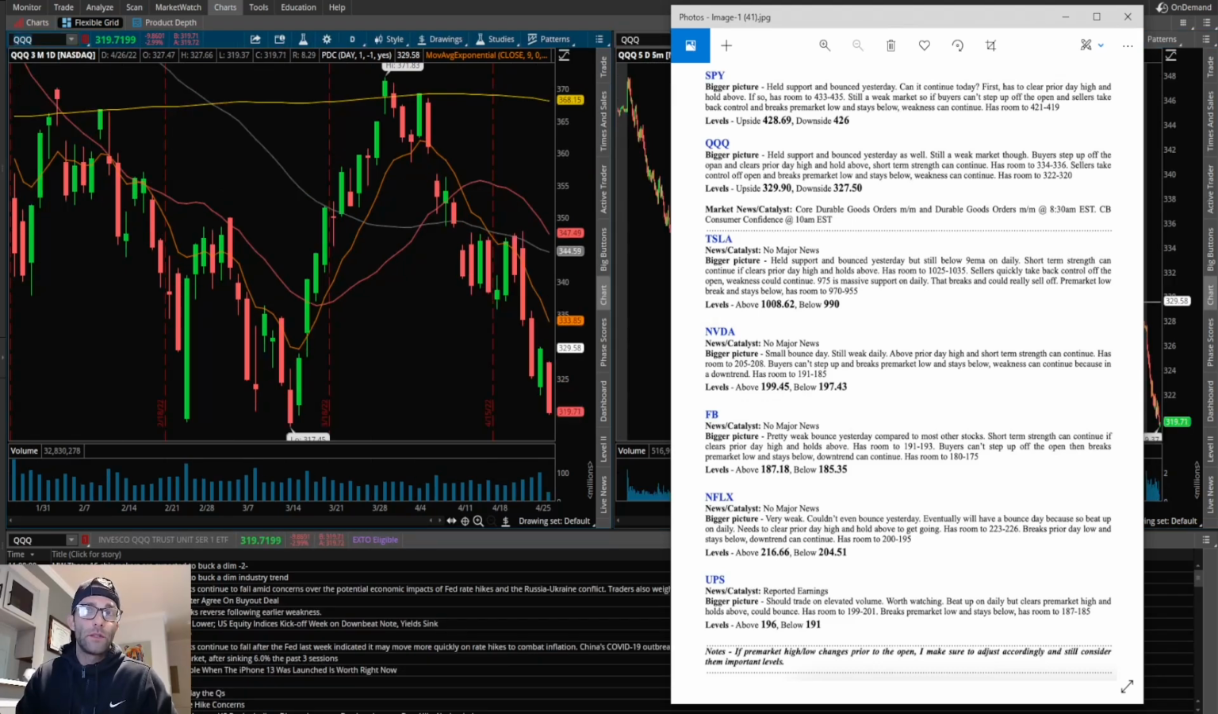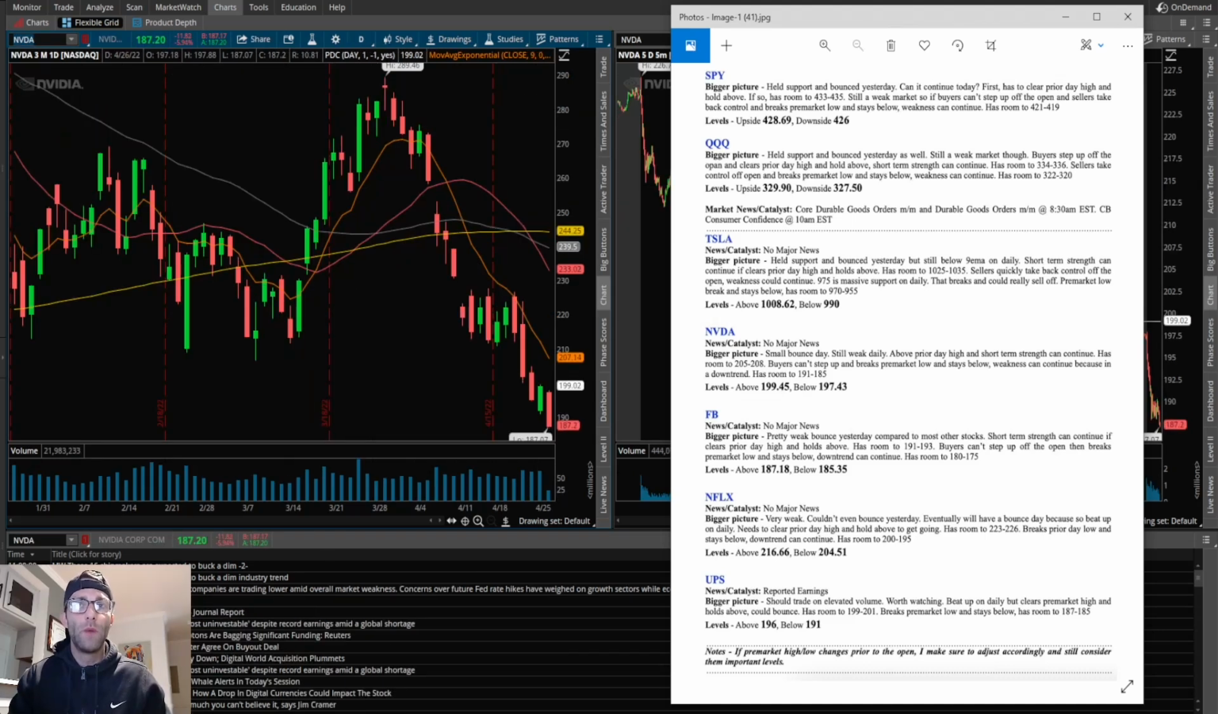And now the Qs, so held support and bounced yesterday as well. Still a weak market though. If buyers step up off the open and it clears prior day high and holds above, that short-term strength can continue. Has room to 334, 336. If sellers take control off the open and it breaks pre-market low and stays below, that weakness can continue, has room to 322, 320.